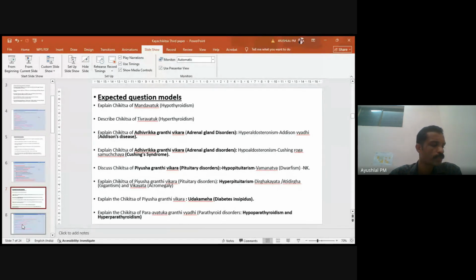So you may not be able to write all the Ayurvedic treatment for all these things. If these are purely modern concepts, modern concepts should be written, and you can give importance to the modern treatment itself based on the pathology. Then, if you know any Ayurveda medicines particularly given in such conditions, you can write that. Otherwise, those who are framing the questions are mainly expecting the modern portions properly. Then explain Piyusha Granthi Vikara, already I told, pituitary disorders, hyperpituitarism and hypopituitarism. Udakameha, diabetes insipidus, also comes under pituitary disorders, you know, the hormone vasopressin and all those things.